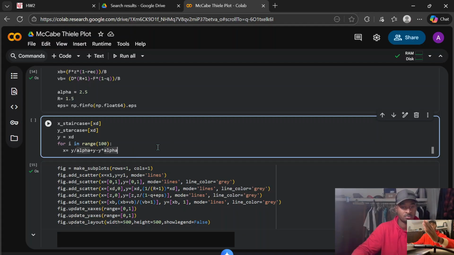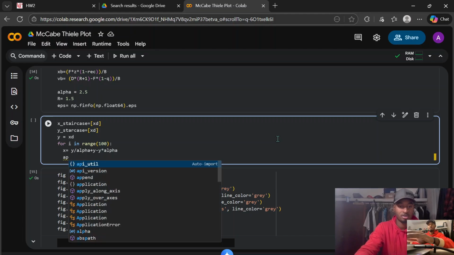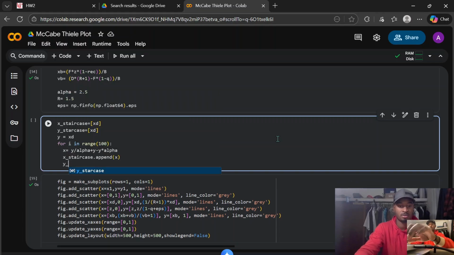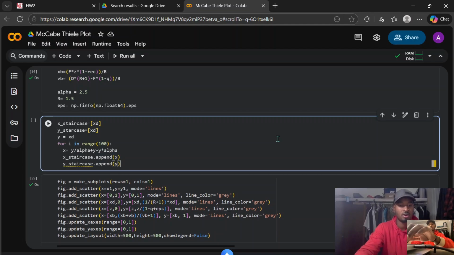in this loop. So there we're able to calculate that x, and then we can just append, or we can do x staircase dot append, let's append x there. And we can do the same thing for y. So staircase dot append y. All right. So that's the first part of this loop.